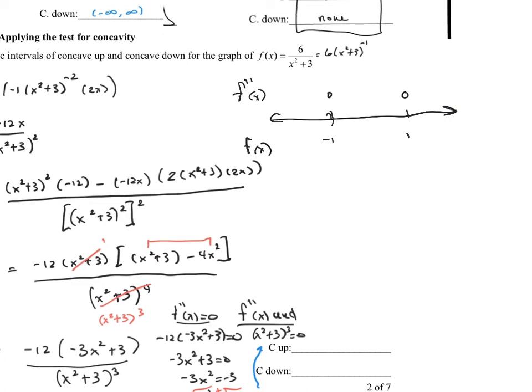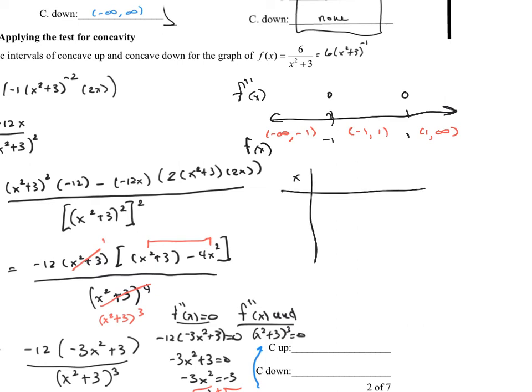And the question is, what happens to our original function? When is it concave up? When is it concave down? I look at my first interval. My first interval would be -infinity to -1. My second interval would be -1 to 1. My last interval being 1 to infinity. I create a sign chart.